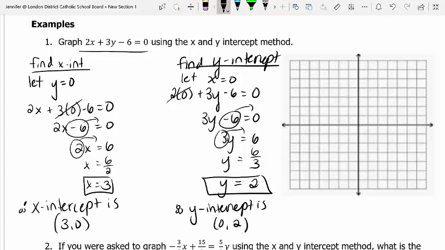Okay, now that we know the x-intercept of this graph and the y-intercept, we can plot them, connect the dots, and then we've graphed this equation. So the x-intercept is at 3 and 0, and the y-intercept is at 0 and 2. So if we connect the dots, there's the graph of 2x plus 3y minus 6 equals 0.